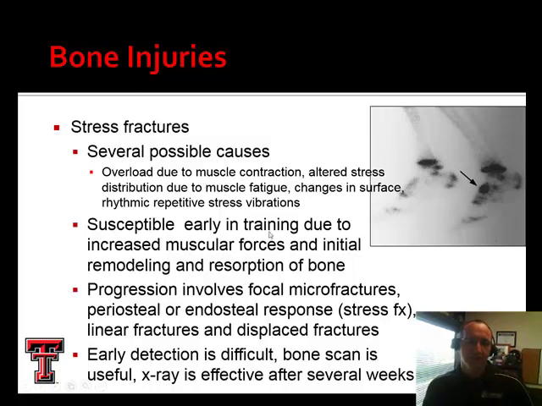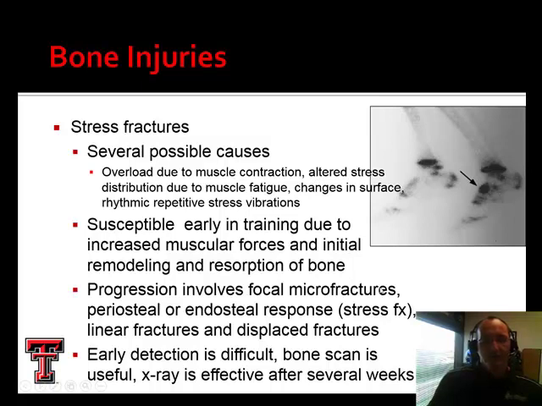to a stress fracture. Athletes are susceptible to this particularly early in training because the muscular forces are higher, their body weight may be a little bit higher, and they may pick up training where they left off, thinking that their body can accommodate when in fact it can't.